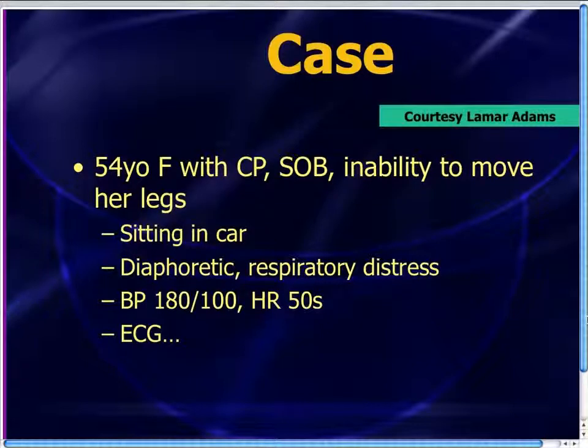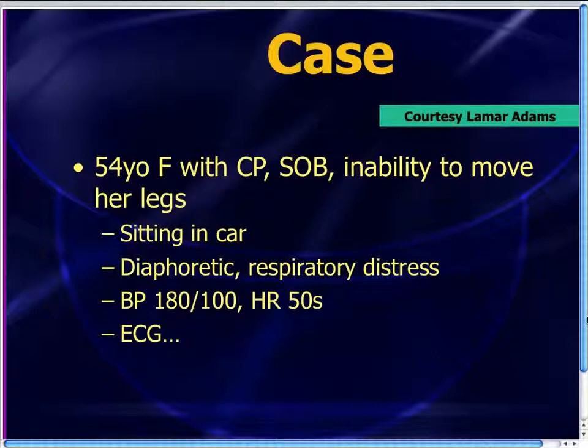She was sitting in the car, and she looked pretty sick. She was diaphoretic. She had respiratory distress. She was breathing probably in the upper 20s or so. She was a bit hypertensive. But her heart rate, on the other hand, was in the 50s. And so, think about what's going on here for just a second.